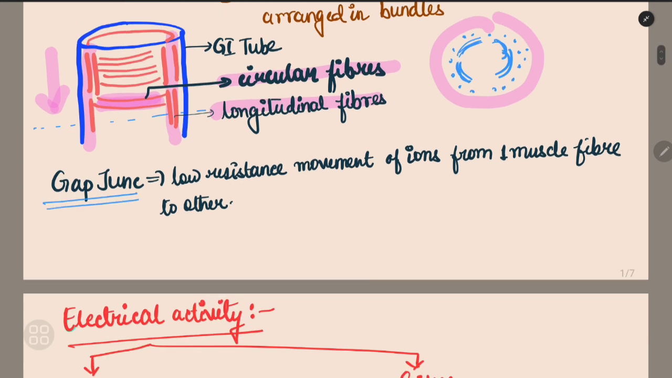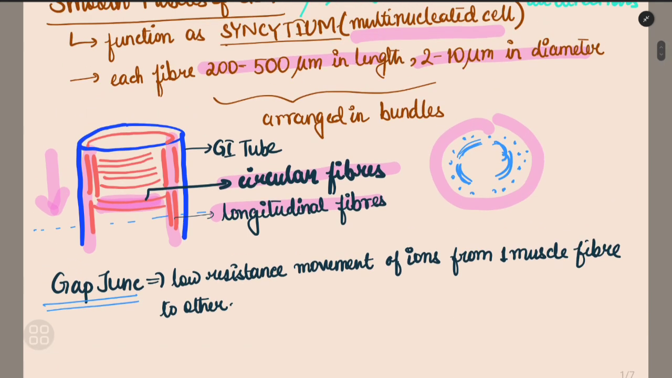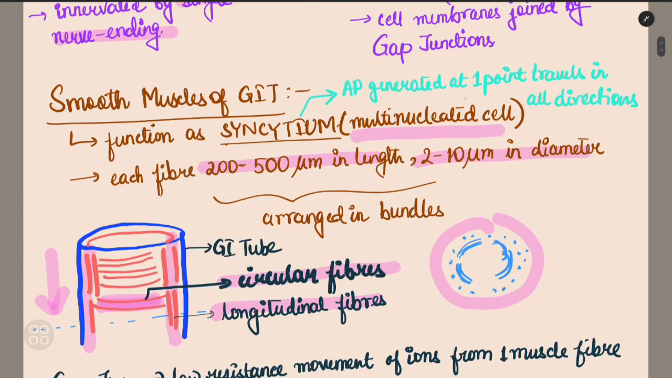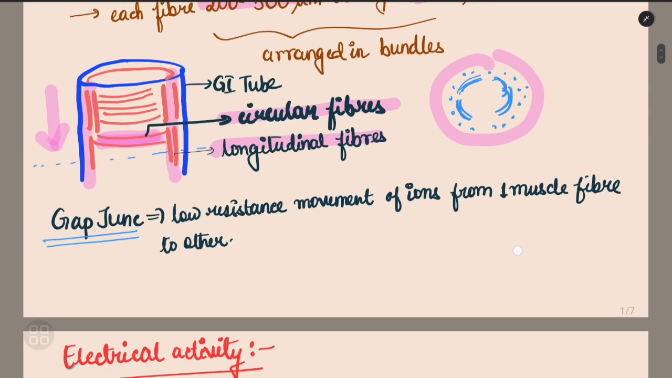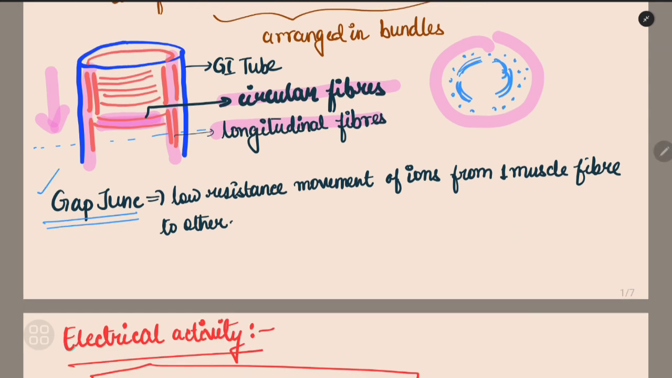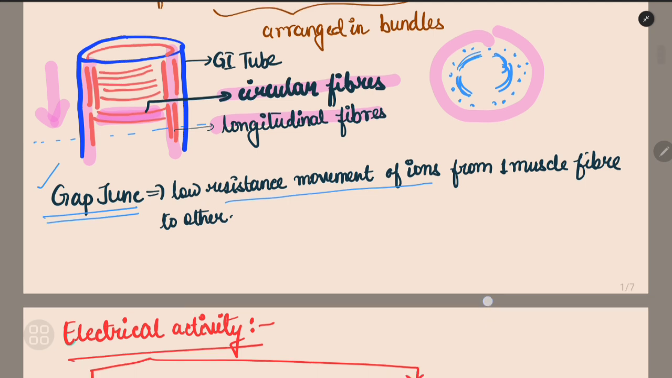What is the function of gap junctions present in the GIT smooth muscles, as they are basically syncytial or multinucleated smooth muscle? This is very important because an action potential generates at one point and travels in all directions. So remember that the smooth muscles of the GIT are syncytial smooth muscles, or mainly unitary smooth muscles. The function of gap junctions is that there is low resistance to the movement of ions from one muscle fiber to another. So there is a smoother conduction of the action potential.